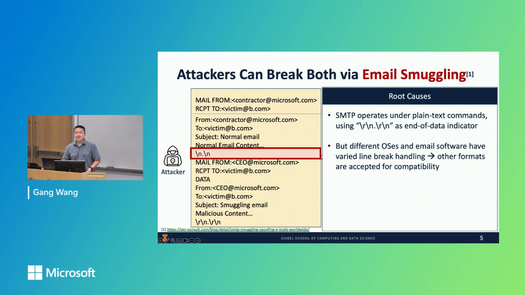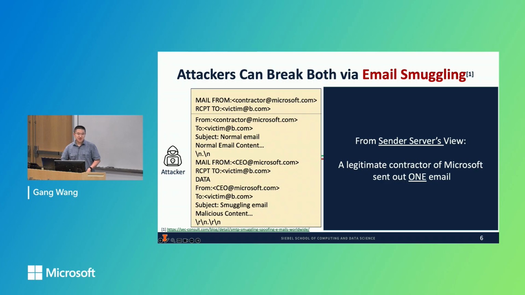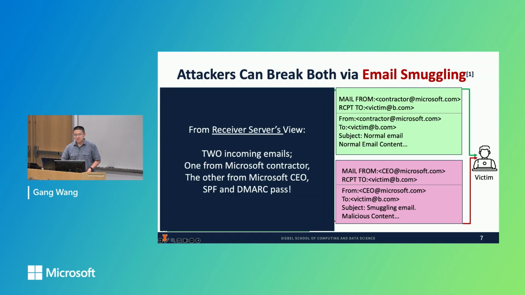So this \n.\n is one of the formats that would cause certain servers to misinterpret this as the end of data and to say, okay, the first email ended, the next thing that comes must be another email, right? So that's why. Now, from the sender's perspective, nothing looks wrong with the email. This is a legitimate account sending a legitimate email; the sender doesn't usually check the legitimacy of the content. So this is one email sent out of Microsoft. But on the receiver side, there are actually two emails coming in, one from the contractor, the other from the CEO.